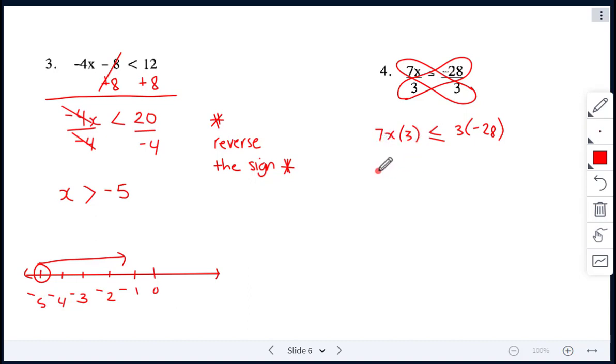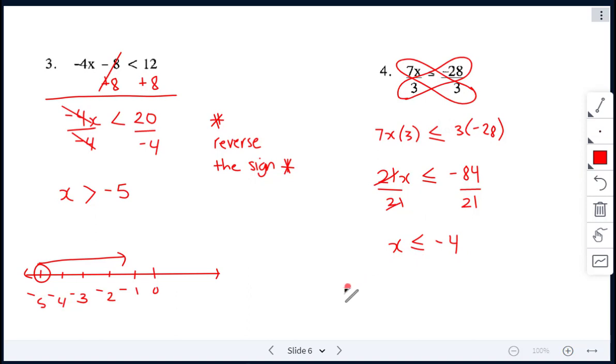7x times 3, that is 21x, is less than or equal to 3 times negative 28, which is negative 84. All right, we're dividing by a positive number. We are dividing by 21, so we don't have to change our sign. We're not reversing it. And then x is less than or equal to negative 84 divided by 21, which is negative 4. All right, so x is less than or equal to negative 4.